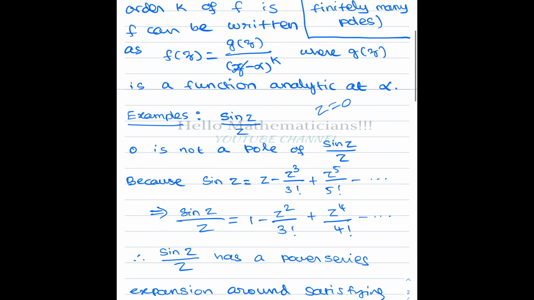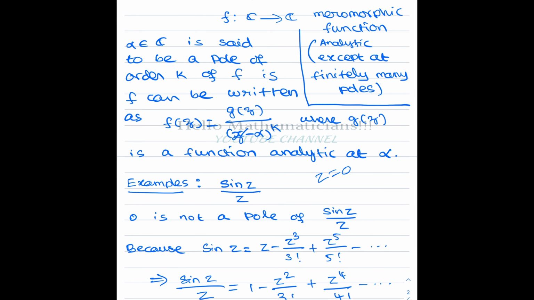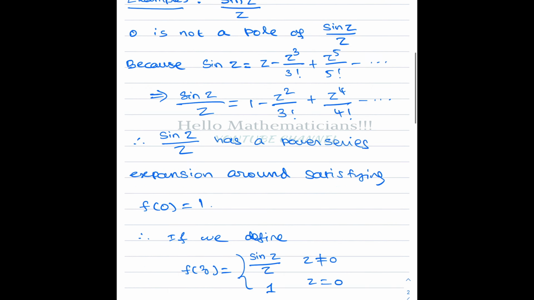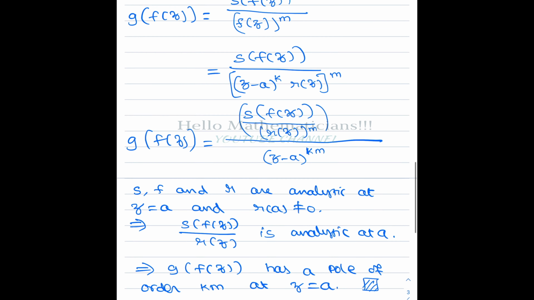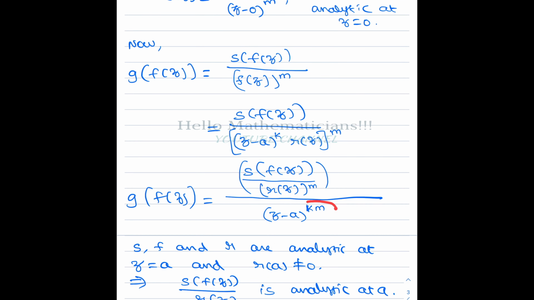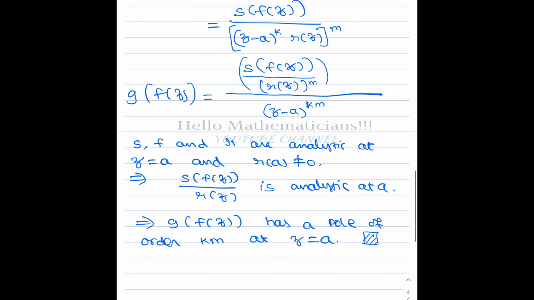Now we look at the definition of pole. a is said to be a pole of order k if you have a function which is analytic at the point a in the numerator, then whatever power of z minus a comes here, that is the order. So in our example, we get the power km. km is what we are getting. Therefore, since this function is analytic at the point a, we get a is a pole of this function of order km. Therefore, we conclude that g of f of z has a pole of order km at the point z equal to a.